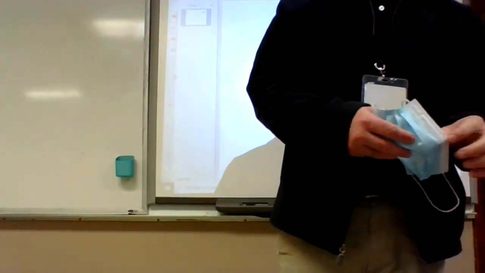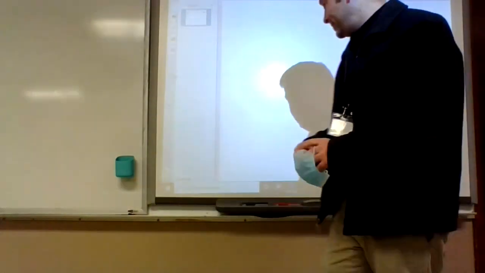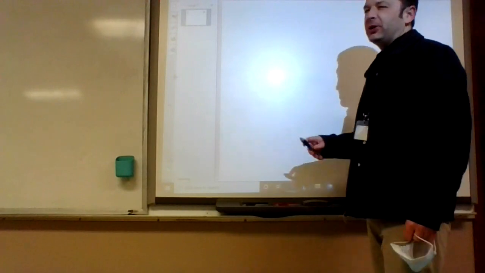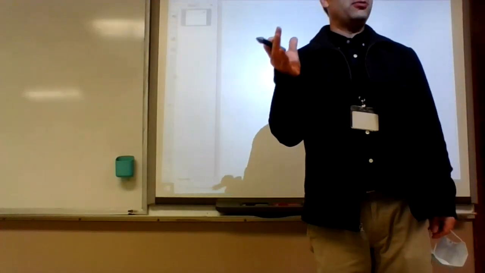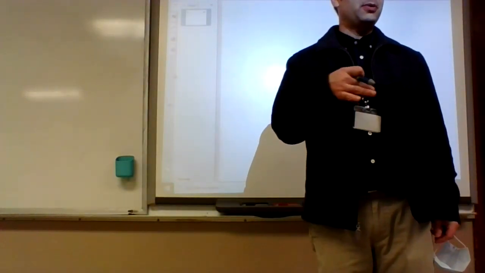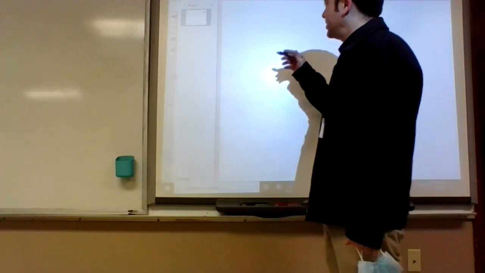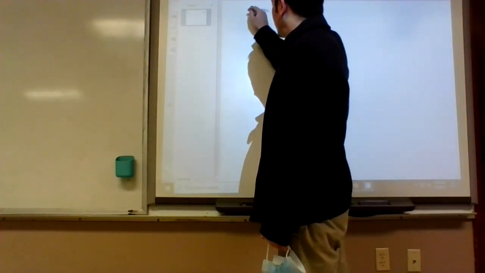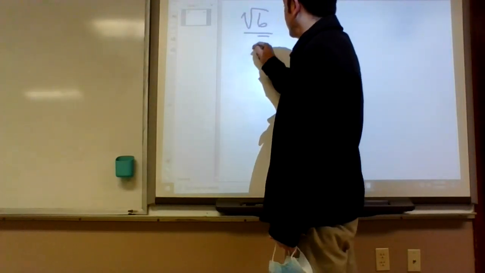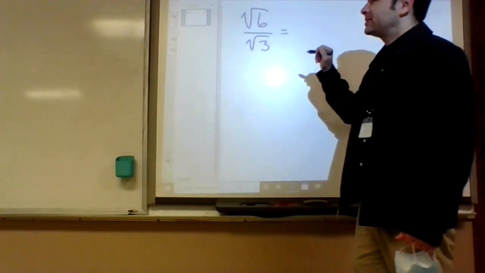Okay, so we're doing division with radicals. Remember yesterday, you can only multiply square roots with square roots. So that's the same thing with division. If I have square root of 6 divided by square root of 3, what would that equal, do you guys think?